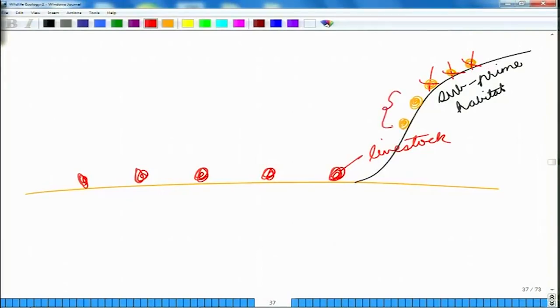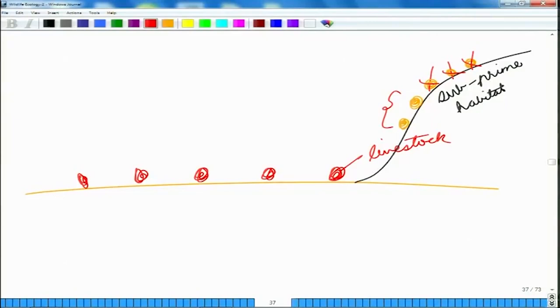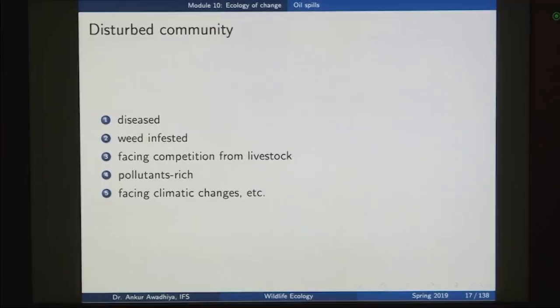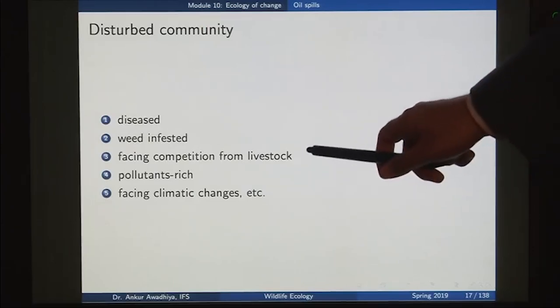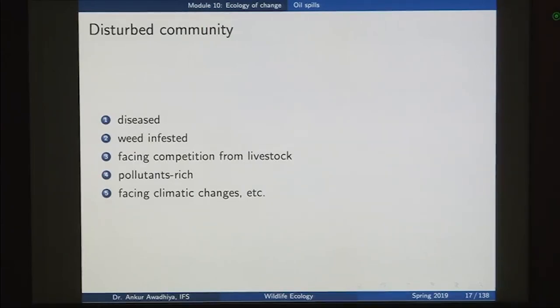Now, these animals that are remaining, because they are already in a stressed environment, because they already have a heavy amount of competition because of which they had to suffer from habitat displacement, and they are now in a place where they are not having sufficient access to food or water or shelter and so on. So, they will not be able to reproduce at a fast enough rate that they would be able to come back to normalcy. So, in this situation as well, a heavy amount of competition from the livestock also counts as a significant disturbance to the community, which will prevent it from coming back to normalcy.